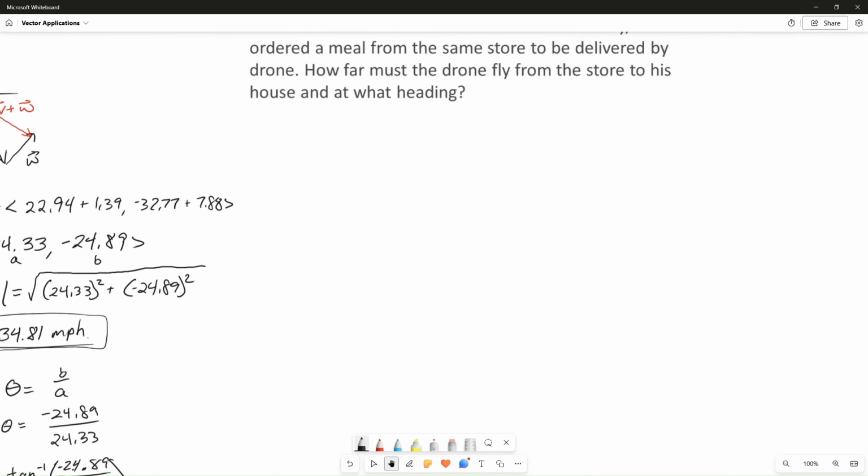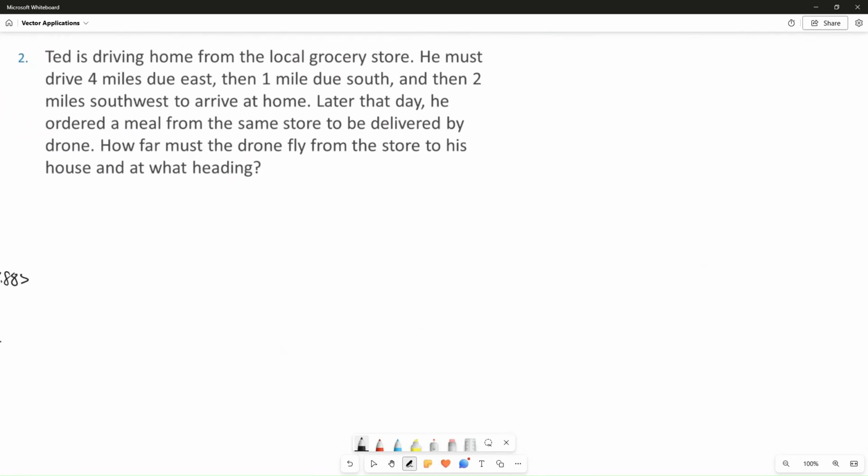All right, let's try one more. So this time we have Ted. He's driving home from the local grocery store. To get home from the grocery store, he must drive 4 miles due east, then 1 mile due south, and then he has to turn and travel 2 miles southwest to arrive at home. Well, later that day, he ordered a meal from the same store to be delivered by drone. How far must the drone fly from the store to his house, and at what heading?